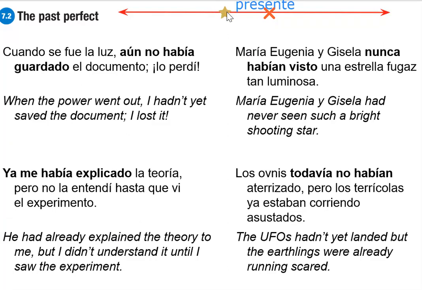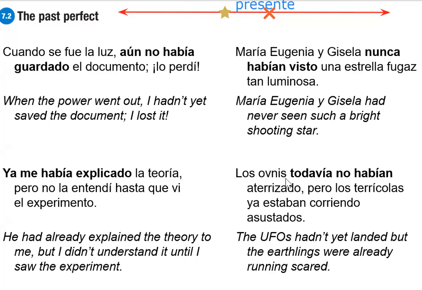And now this happened previous to something that happened in the past. And remember, this is our present tense, that little red X, this star here happened already. And then the pluscuamperfecto is used for anything that happened before that. Okay, so let's go on to our last. Okay, so for this last one, los ovnis todavía no habían aterrizado, pero los terrícolas ya estaban corriendo asustados.